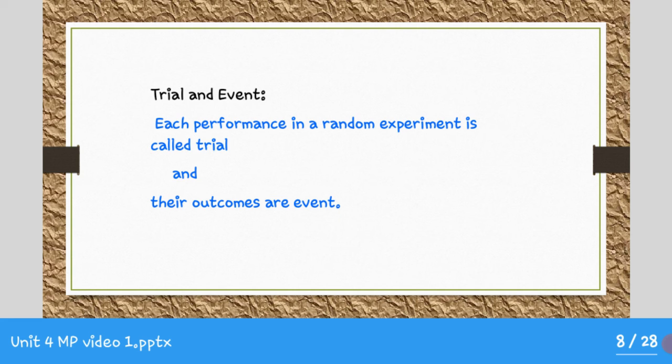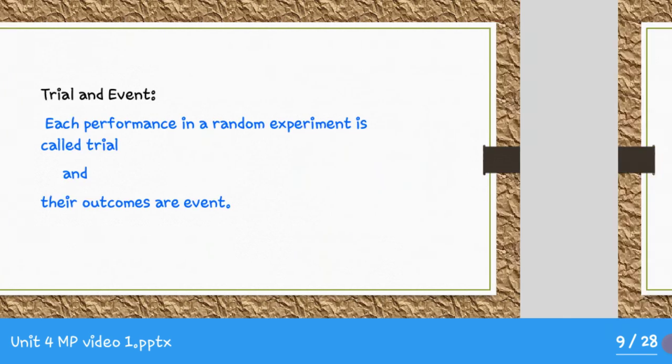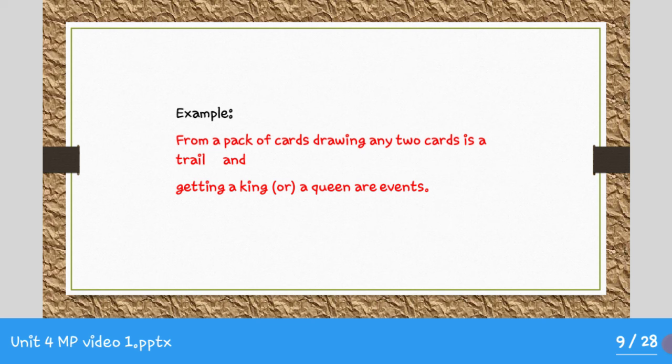Then the third one is trial and event. Each performance in a random experiment is called a trial and their outcomes are events. Example, from a pack of cards, drawing any two cards is a trial and getting a king or queen are events.